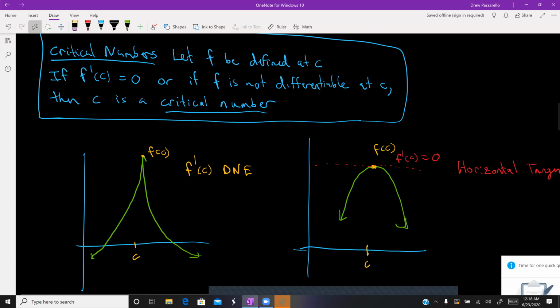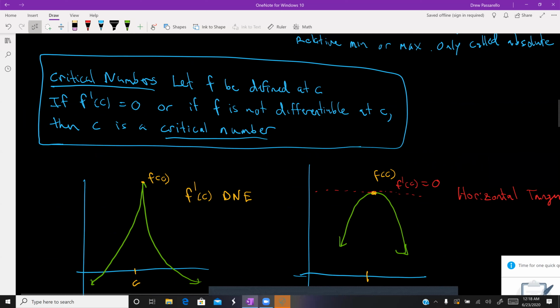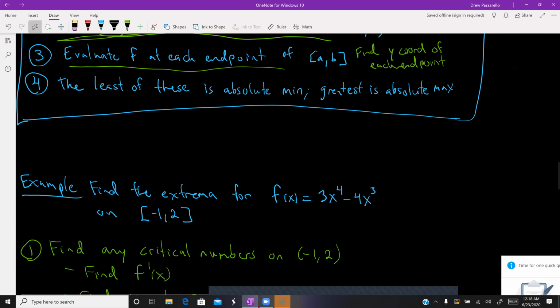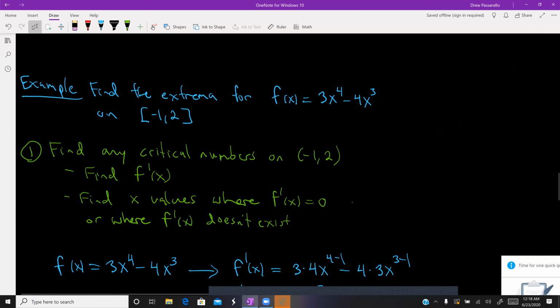Now, what does it mean to be a critical number? Well, c is a critical number if f prime of c is equal to 0, or if the derivative does not exist at c. So that's what a critical number means. If I need to find these critical numbers, I need to find where the first derivative equals 0 or where the first derivative doesn't exist.